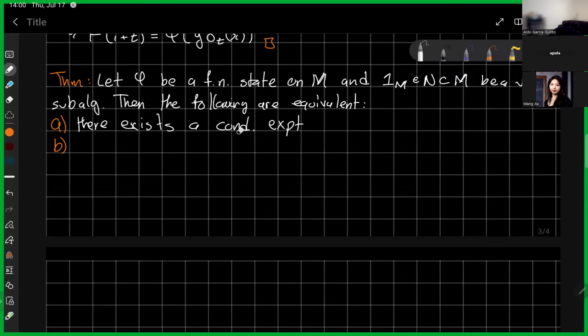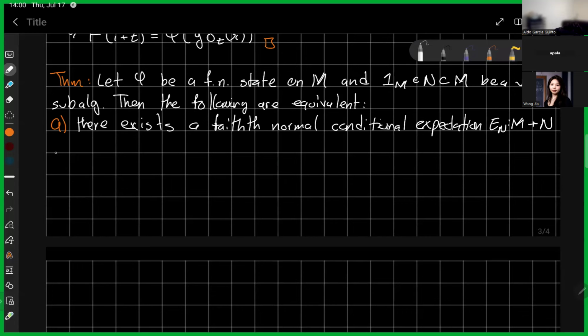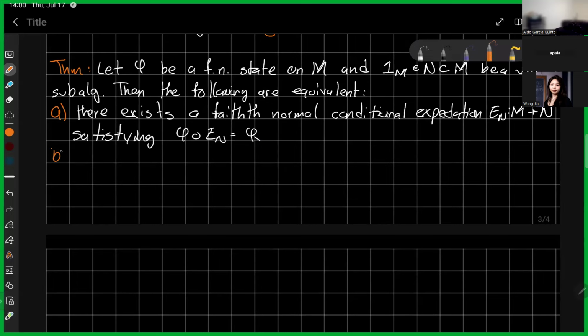I should put faithful and normal. Yeah, okay, sorry. So there exists a faithful, normal conditional expectation E_N from M to N satisfying phi composed with E_N is equal to phi. And this is equivalent to phi being invariant under the modular automorphism group.